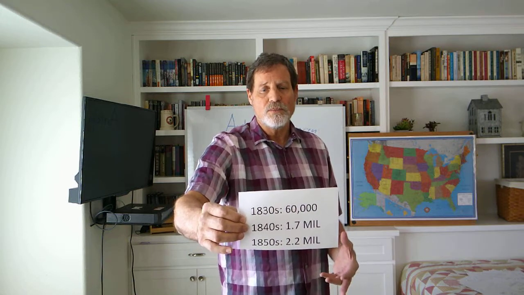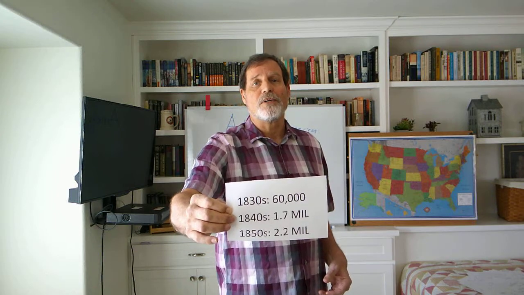In the 1840s, it increases dramatically, as we have 1.7 million immigrants coming to America. And then by the 1850s, the explosion continues with 2.2 million. Understand that we're still looking at less than 170,000 a year in the 1840s, and less than 220,000 a year in the 1850s. I keep saying month, but I mean a year. Looking backwards at this is messing me up.